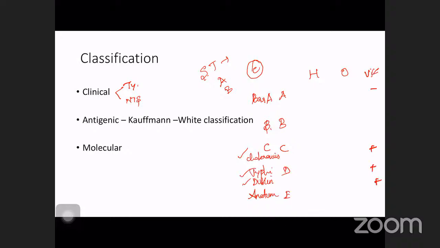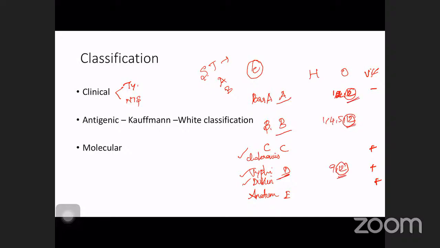Coming to the O antigen, it is represented as numbers. Salmonella paratyphi A has 1, 2, and 12. Paratyphi B has 1, 4, 5, and 12. And typhi has 9 and 12. You do not need to memorize these numbers. I just want you to remember one thing: this factor 12 is present in paratyphi A, paratyphi B, and typhi.